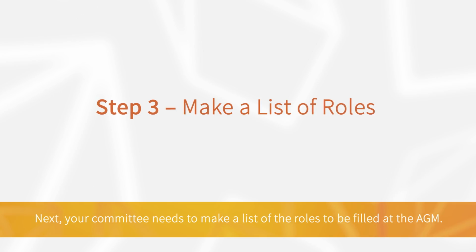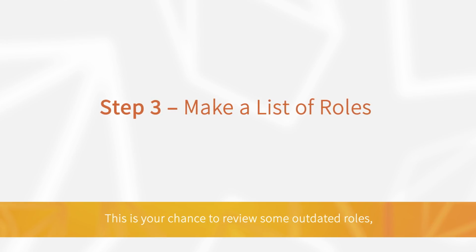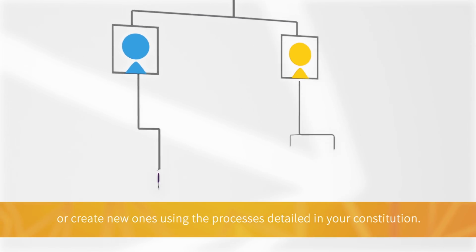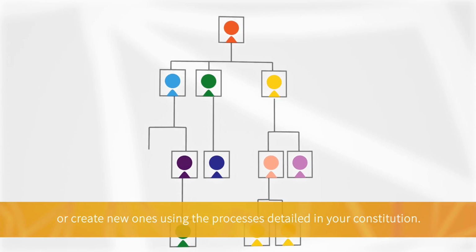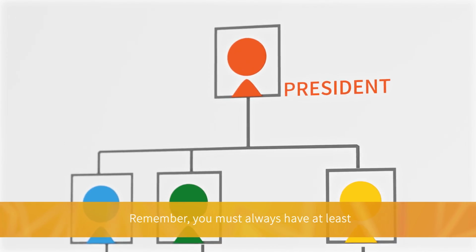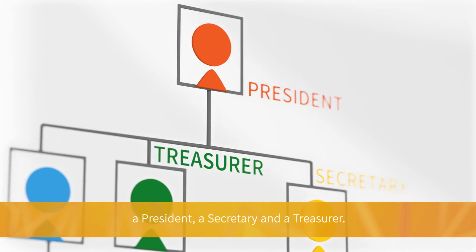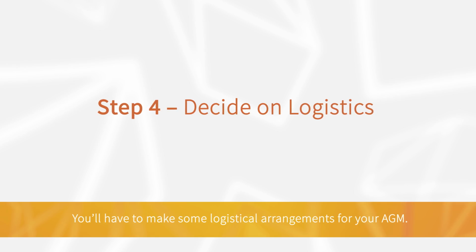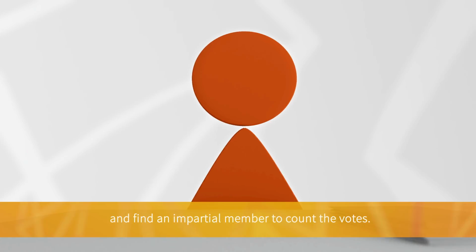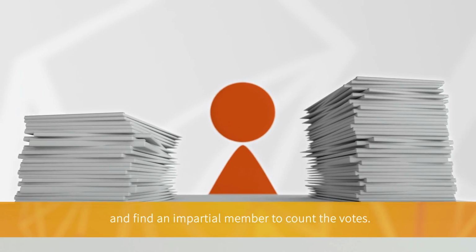Next, your committee needs to make a list of the roles to be filled at the AGM. This is your chance to review some outdated roles or create new ones using the processes detailed in your constitution. Remember, you must always have at least a president, a secretary, and a treasurer. You'll have to make some logistical arrangements for your AGM. Book a room, decide on a voting system, and find an impartial member to count the votes.